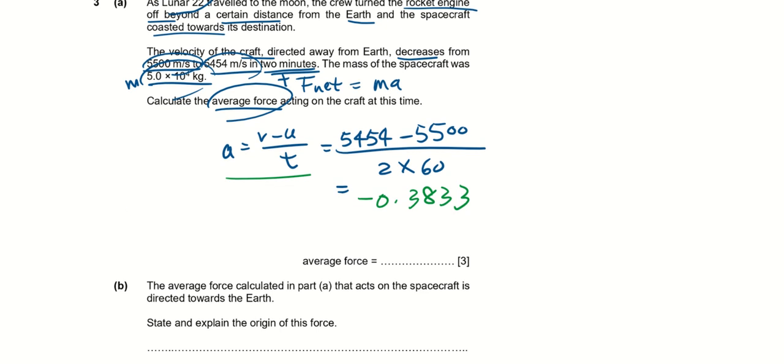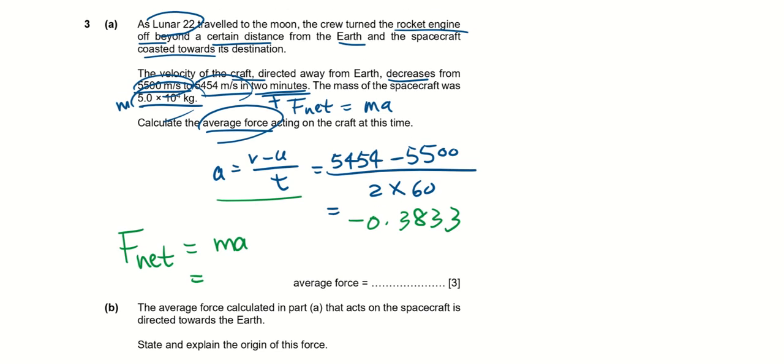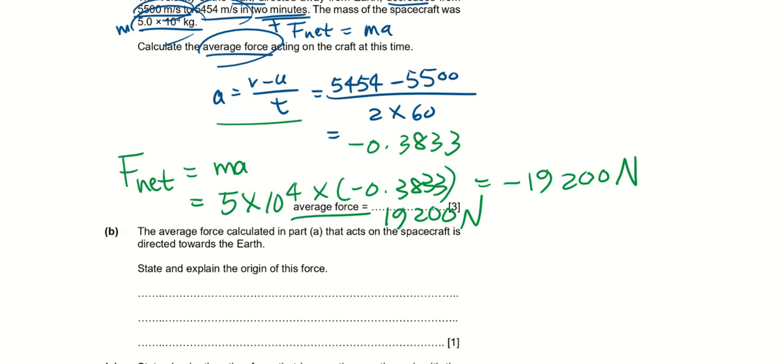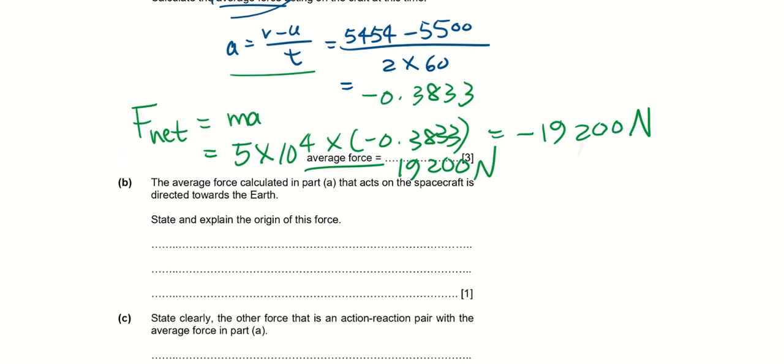With that I can find the resultant force acting on the craft by using F net = ma, and my mass is 5 × 10^4 multiplied by this value of −0.3833. I will get a value of negative 19200 Newton. However, they are asking for the average force, so it must be a value with no negative sign. We are just asking for the magnitude.